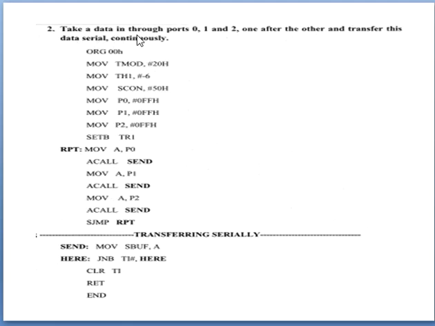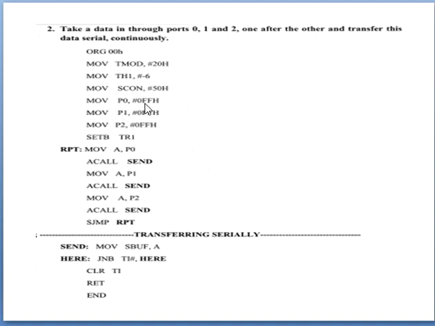Take data in through port 0, 1, 2, one after another, and transfer this data serially and continuously. So we are going to see how it is going to work. Move TMOD comma 20h, that is designed for timer 1, mode 2. Then TH1 is loaded with -6, in the sense it is designed for the 4800 baud rate. SCON is loaded with 50h. Then P0 is loaded with FF, P1 is loaded with FF, P2 is loaded with FF.